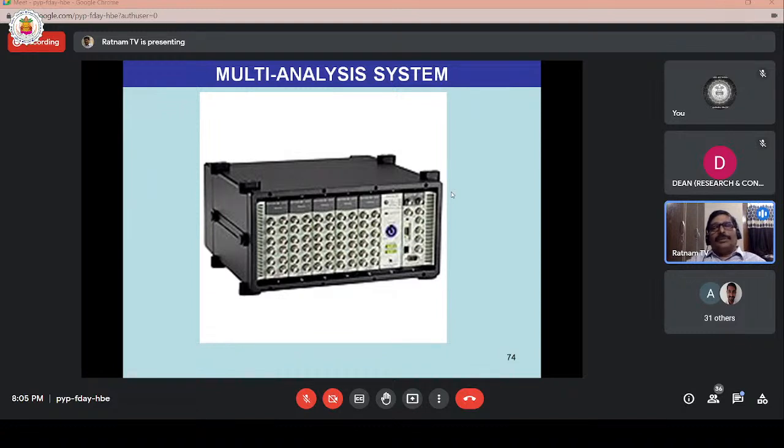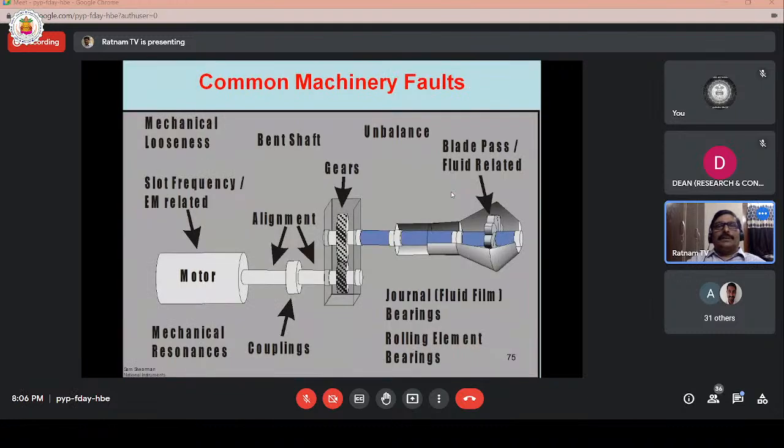In shipboard machinery, we used to collect more points, more data at a time. This type of analysis system is used. These are the common machinery faults in any machine.